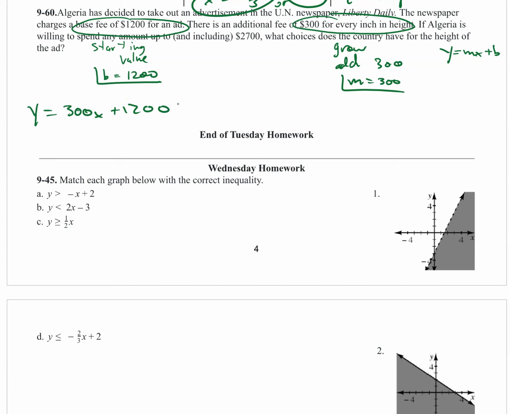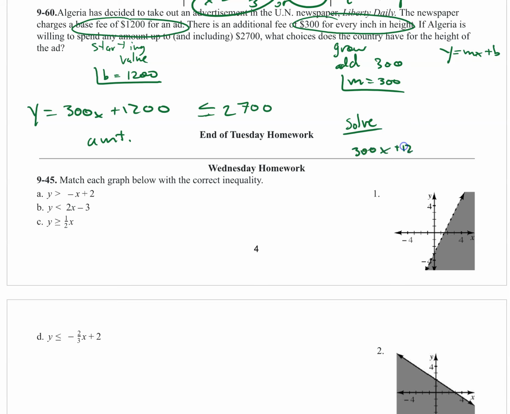Now the question is, when is that going to be less than $2,700, right? They're willing to spend this amount or less. $2,700 or less. So this is kind of like the amount they're willing to spend. That has to be less than or equal to $2,700 basically. All right, so here's what you need to solve.